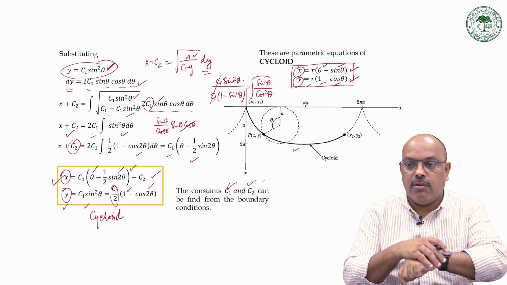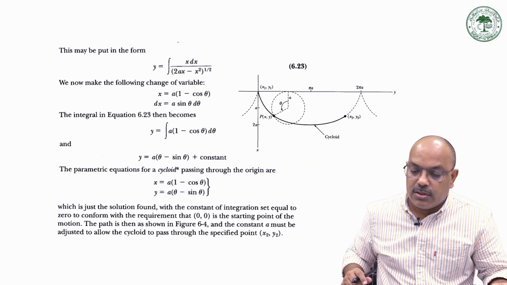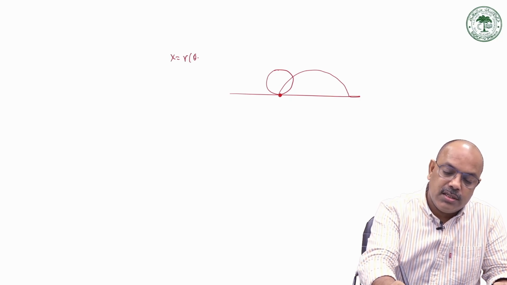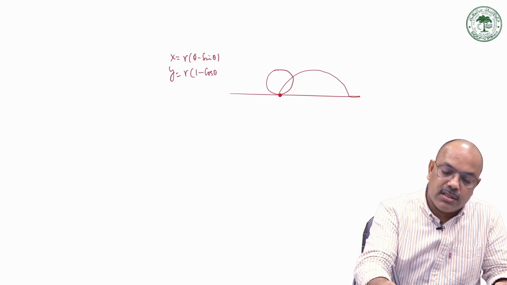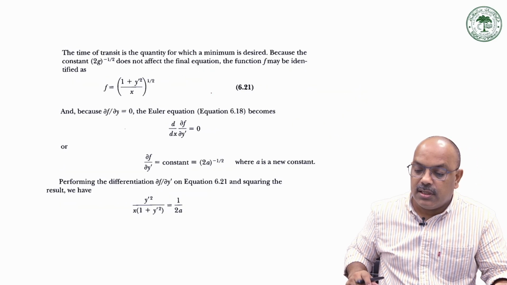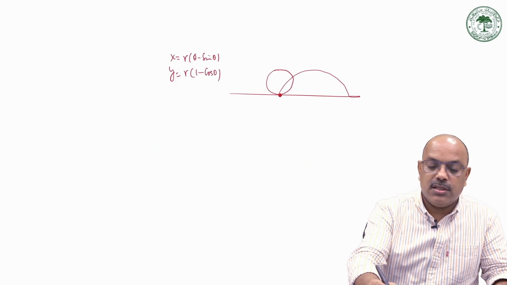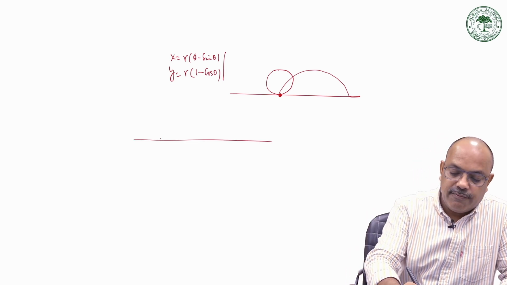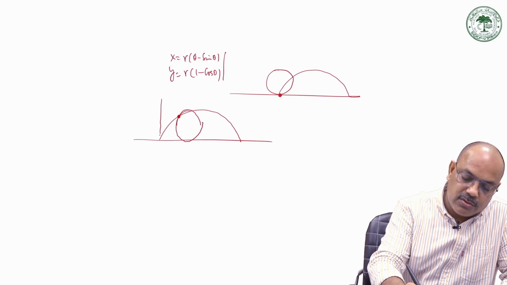I'm not going to derive all these equations. So x is equal to r times theta minus sine theta, and y equals r times 1 minus cos theta. This is what I'm going to have: r theta minus sine theta, and r 1 minus cos theta. So this is my equation. You can find this equation from the cycloid, because if you have a cycloid here and you get some position of this circle, this is the point where you wanted to find your position.